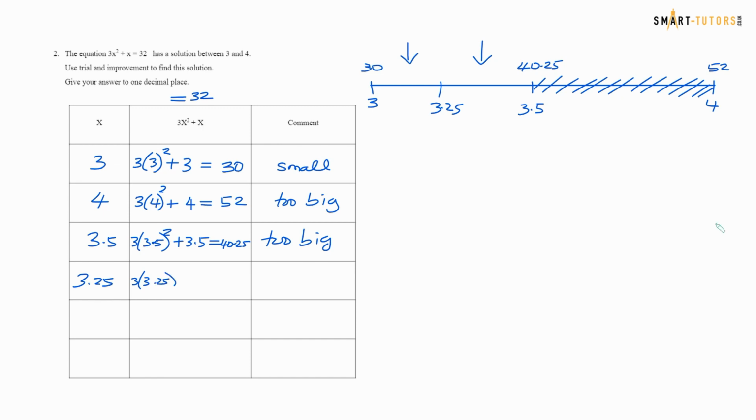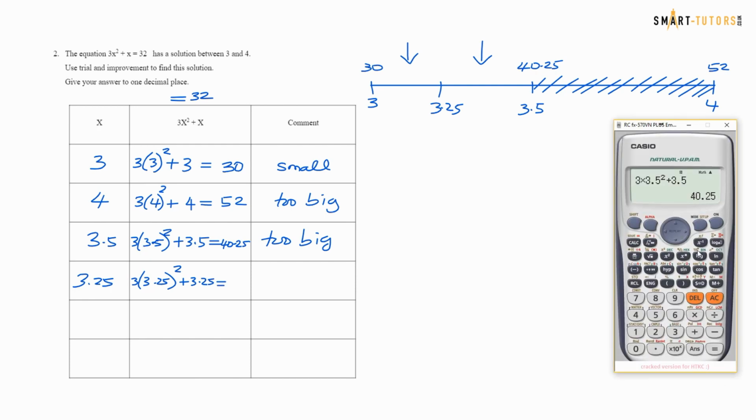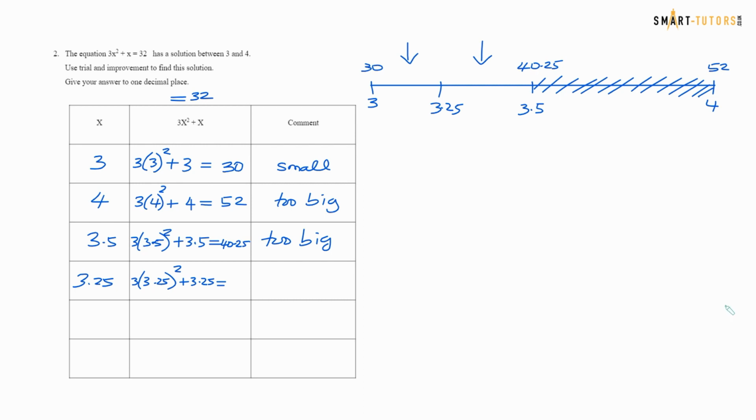3.25 whole thing squared plus 3.25, equal. So 3 times 3.25 squared plus 3.25, equal, the answer is 34.9375.